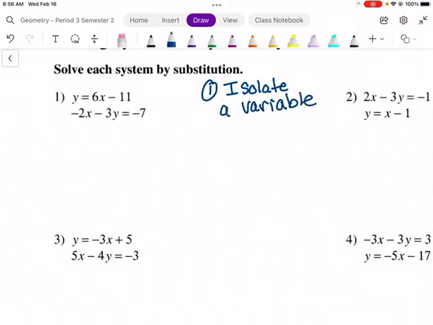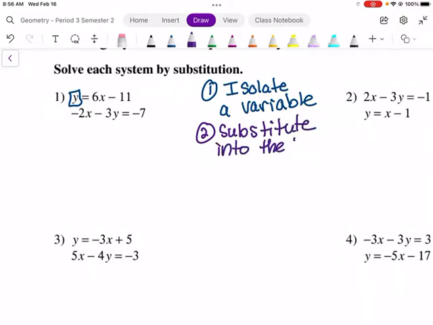So it doesn't matter which variable, but there's usually one that's pretty easy to do. So in this example, we already have y by itself, so we don't have to do anything. Then for step 2, we are going to substitute into the second equation.